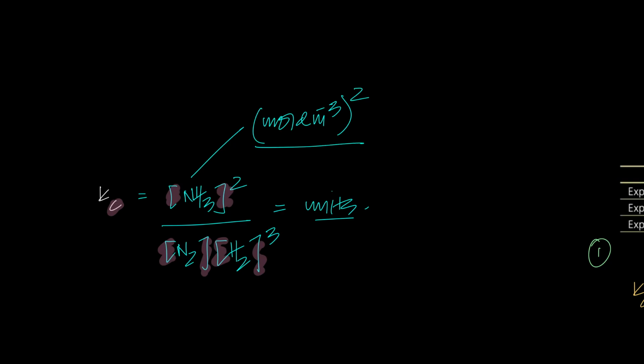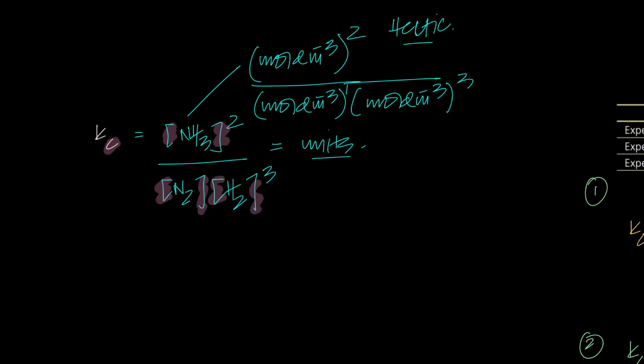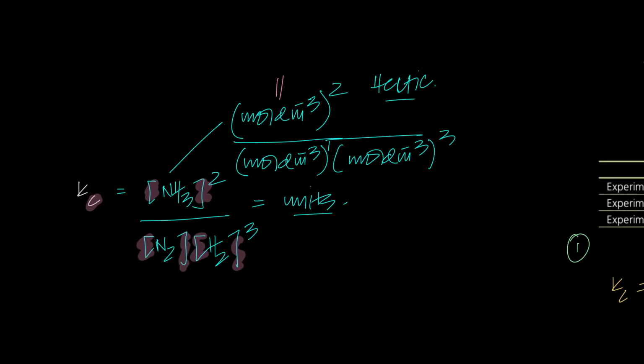raised to the power 2 divided by mole per dm cube raised to the power of 1 multiplied by mole per dm cube raised to the power 3, and this becomes hectic, right? And then you start to solve it, and this becomes hectic. This is how it's normally taught. I'm just going to assign mole per dm cube a value, and you can assign it any value. It's just math. You can call it A, you can call it Suleiman, you can call it S, B, D, E, F, whatever you want to call it.